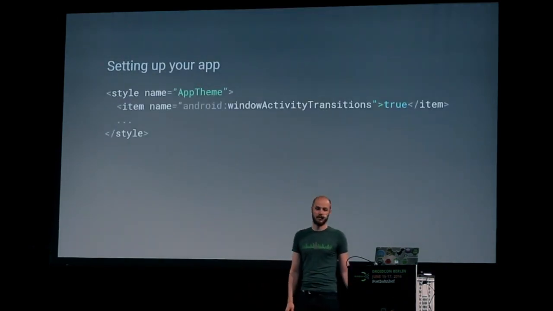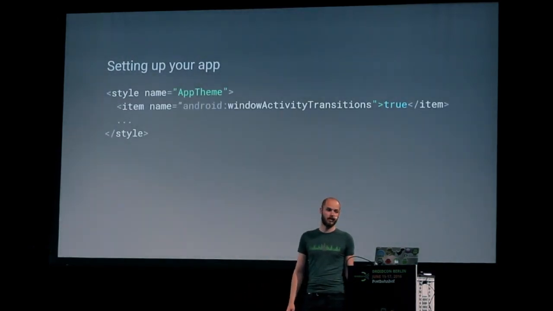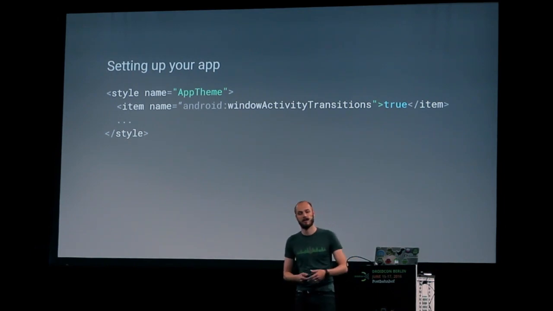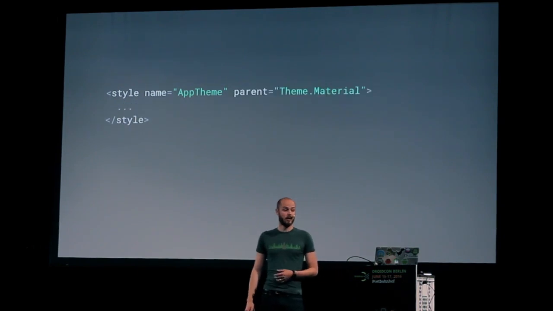So if you want to set up your app to do this, you first of all need to go into your theme and add the window activity transitions flag and set that to true. Or you inherit from Theme.Material if you're API level 21 plus.